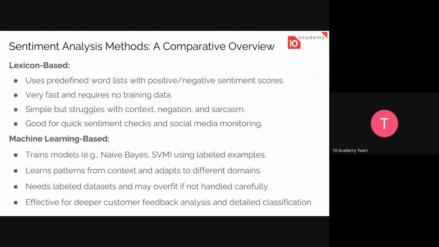What this means is that each word already has a score, so the model just adds them up. It's super quick and doesn't need any training, because it has a predefined dictionary. For example, it says good is positive in the predefined list, and bad is negative, but it doesn't work well with something like "it is not bad."